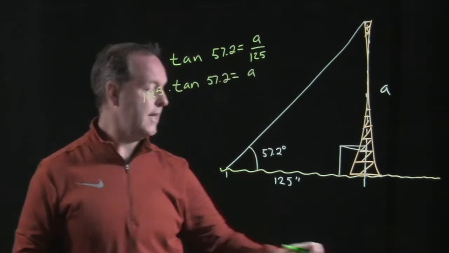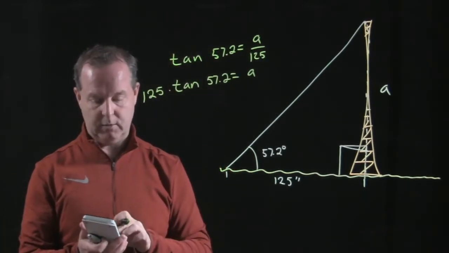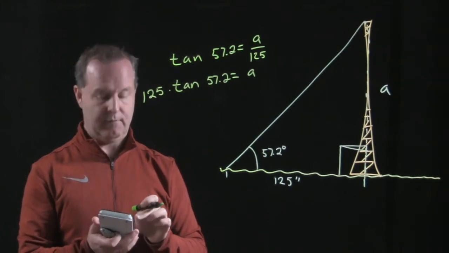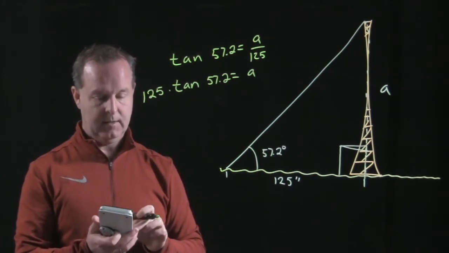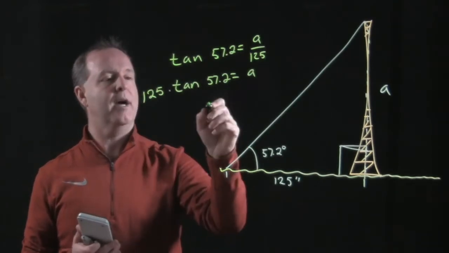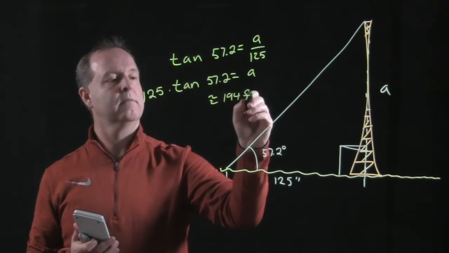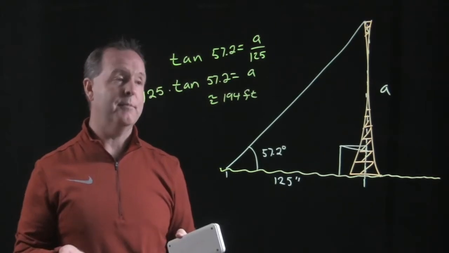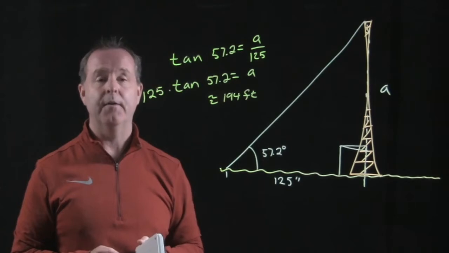And that would equal A. Use the black box to find the approximation of those numbers. So 125 times the tangent key of 57.2 equals 193.96. Let's round up to approximately 194 feet. So the height of this tower, based on the trigonometry that I was able to build into the system, shows me that the height is 194 feet.